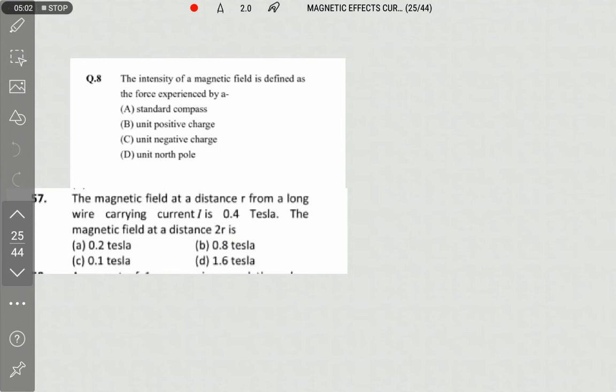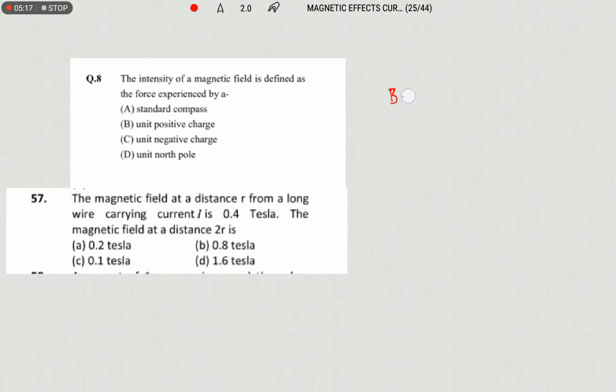Let us see the next question. The intensity of the magnetic field is defined as the force experienced by what? It is a concept question directly based on the definition of magnetic field intensity or magnetic field strength. How can we define the magnetic field strength? The force experienced by a unit north pole placed in a magnetic field is known as the magnetic field intensity. Therefore, it is the force experienced by a unit north pole. So unit north pole is the answer.